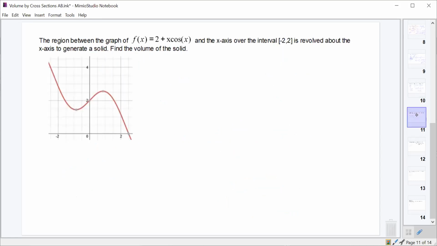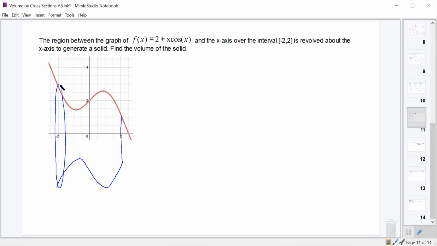All right, so let's look at this one. Here is the function 2 plus x cosine x, and we're looking to revolve it around the x-axis on the interval -2 to 2. And we want to find the volume of that solid. So as we revolve that around the x-axis, we're going to get something. Let's see if I can draw this. I would say it looks like a flower vase turned on its side.